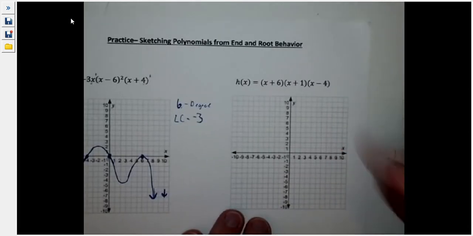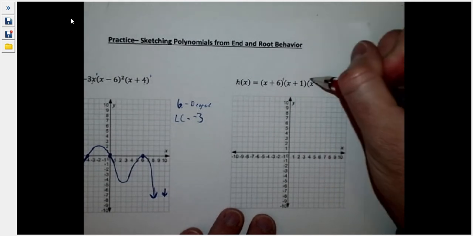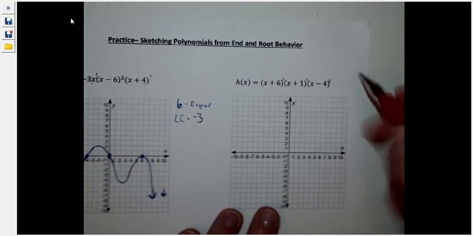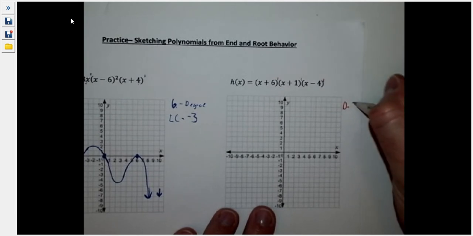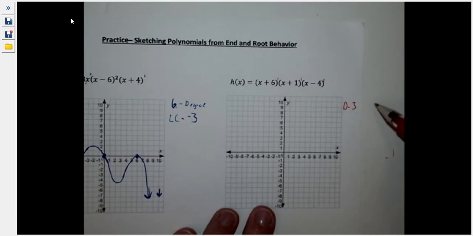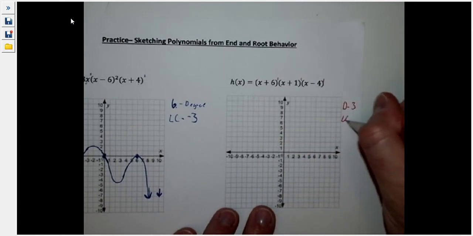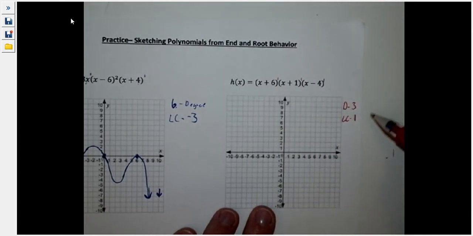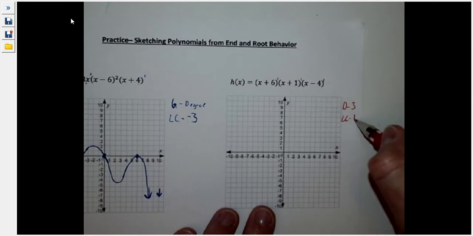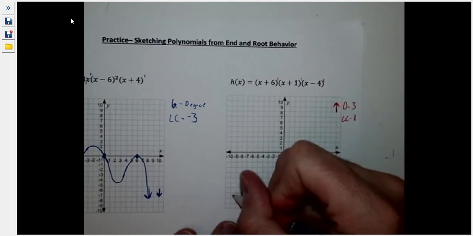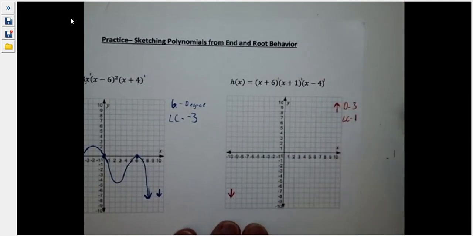Okay, so let's look at this one. Again, each one of these powers is 1, so my degree is 3. It's odd. And my leading coefficient is +1. So basically this has the end behavior of the cubic with a positive leading coefficient, which means it's going to end up going up on this side and down on that side.